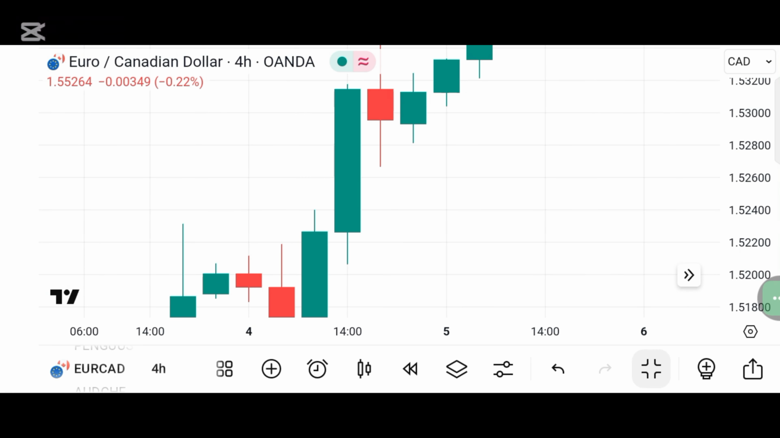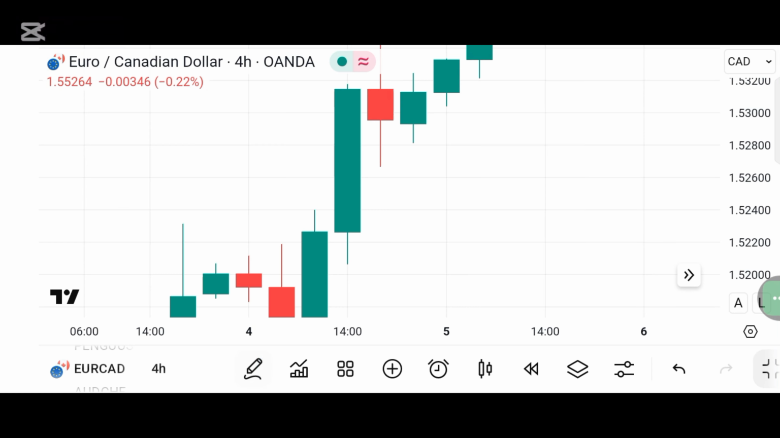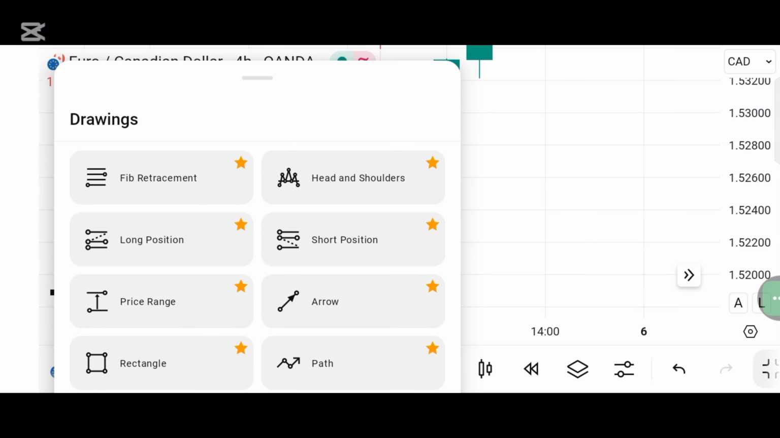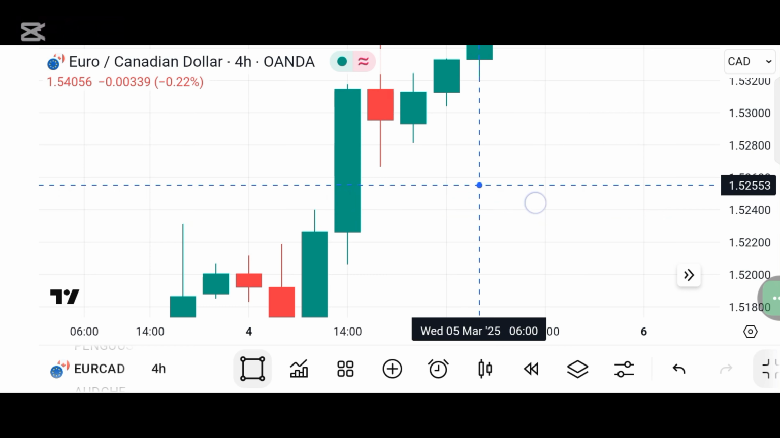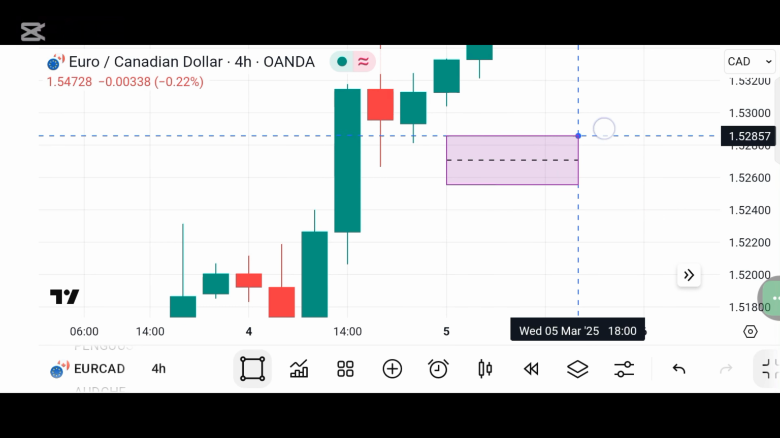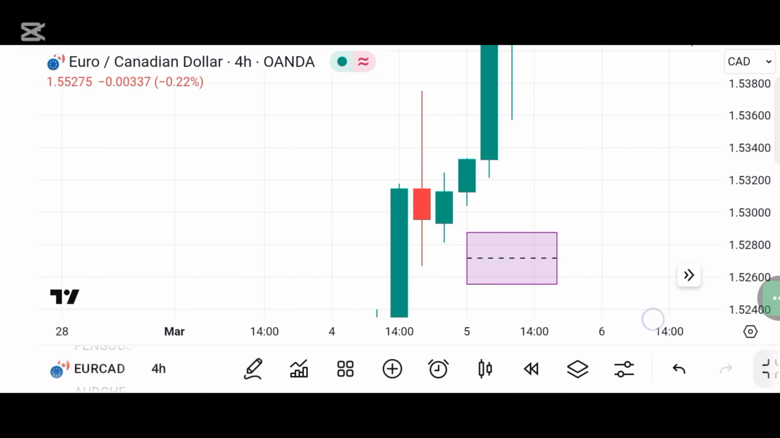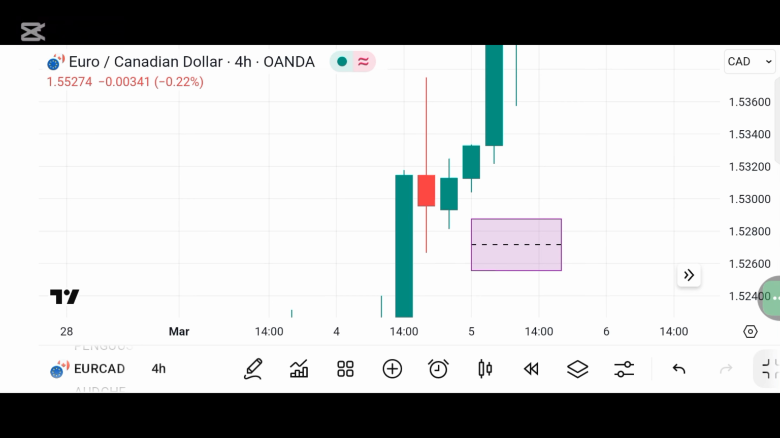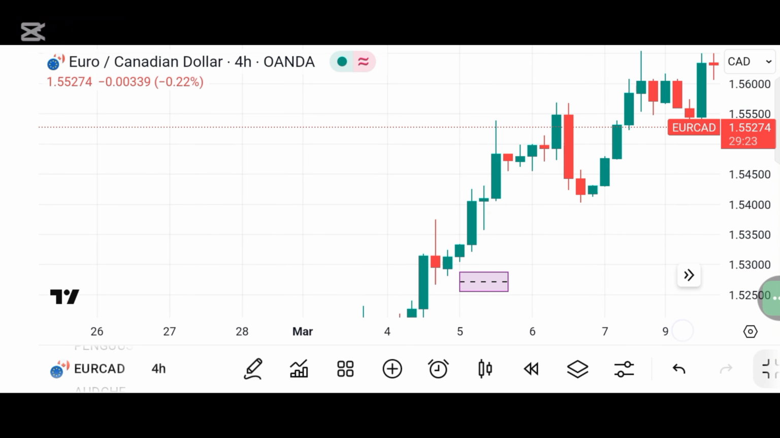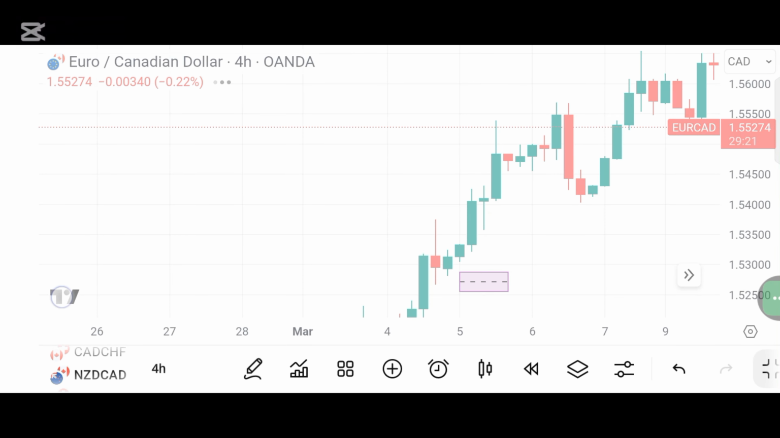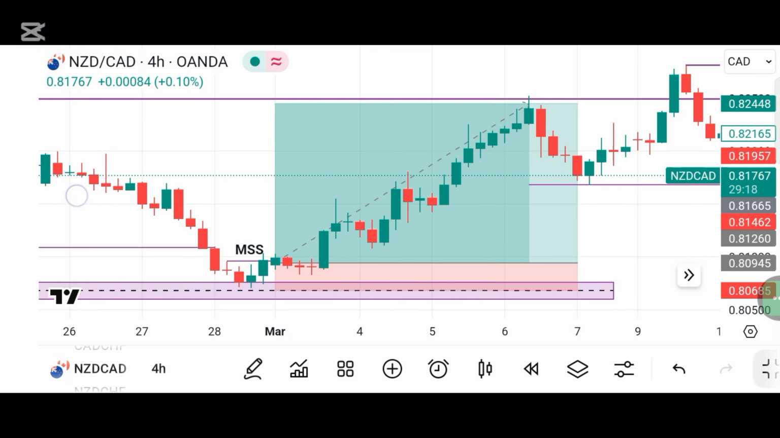Let me just mark it up and show you something. You can barely take a trade here. This is from March 5th here. So this is what really happened here. You can barely take any trade from this level, but in another correlating pair, we had a perfect setup that is still going in line of the trend. And this is NZD card. March 5th, you have a pure setup.